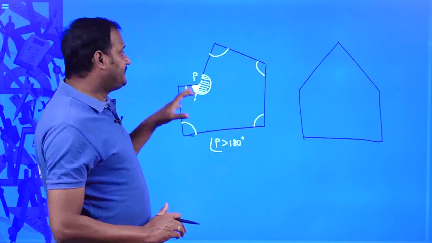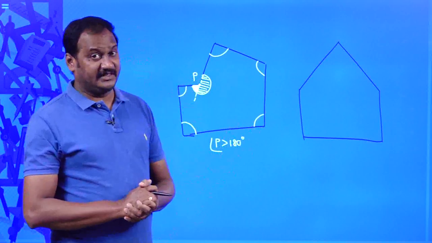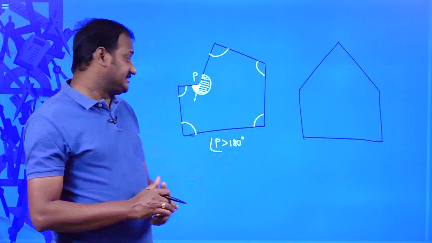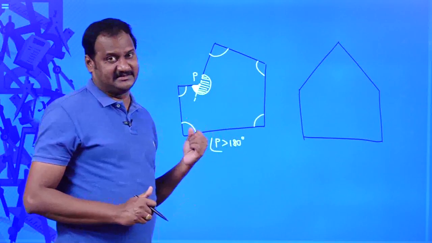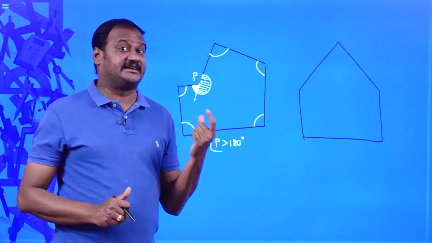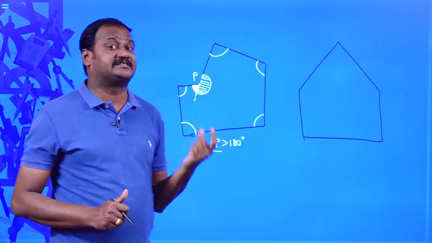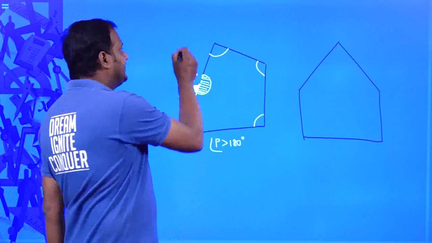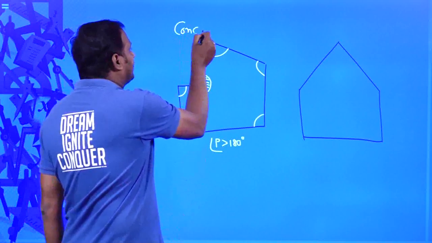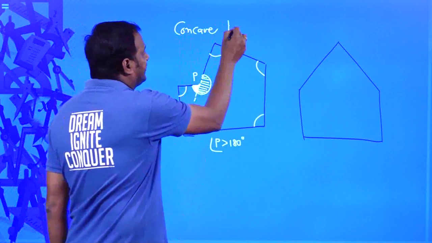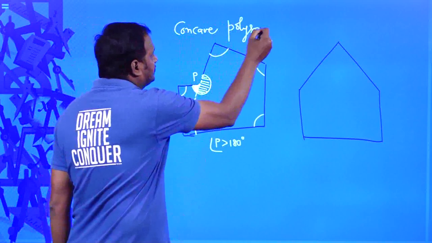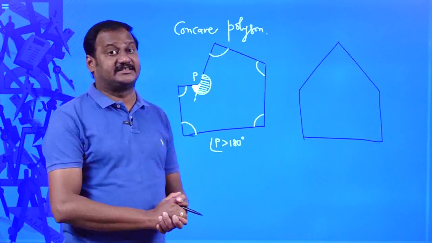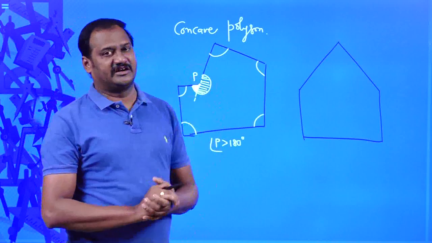So, if in a polygon at least one of the angles is more than 180 degrees, means at least one of the angles is a reflex angle, then those kinds of polygons are said to be concave polygons. What do you call that? Concave polygon. So, a concave polygon is nothing but a polygon in which at least one of the angles is a reflex angle.